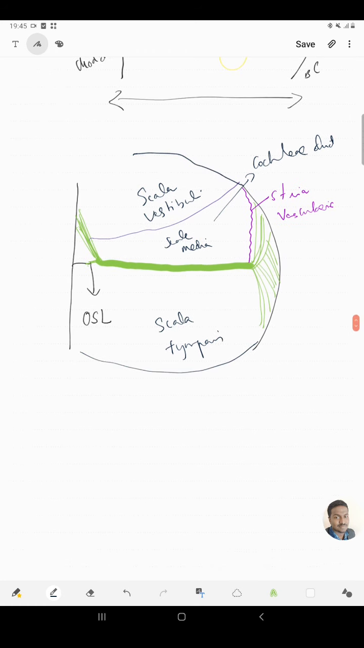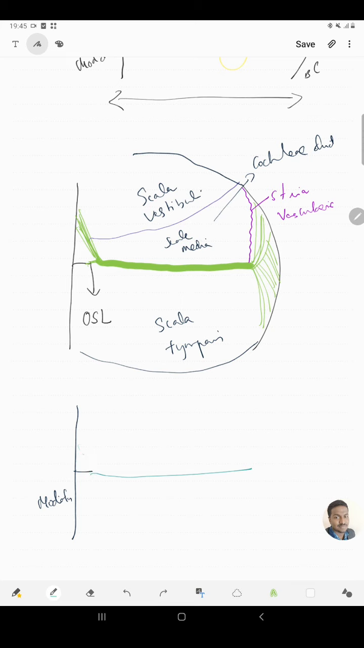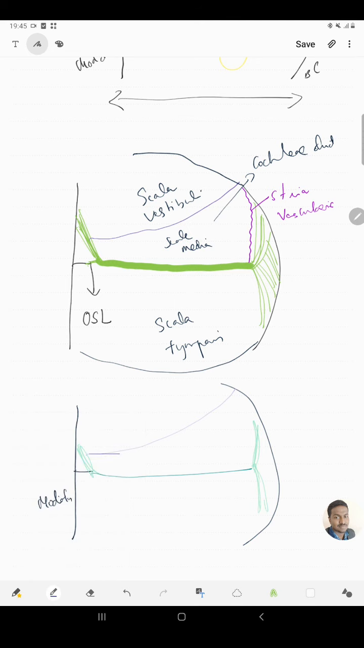Let us now see further things which are present inside. Again, this is the modulus, the osseospiral lamina, to which is attached the basilar membrane, and here is the osseospiral lamina. This is again the cochlea. This is Reissner's membrane. Next, there is something attaching from this osseospiral lamina and coming inside like this, and this is called the tectorial membrane.